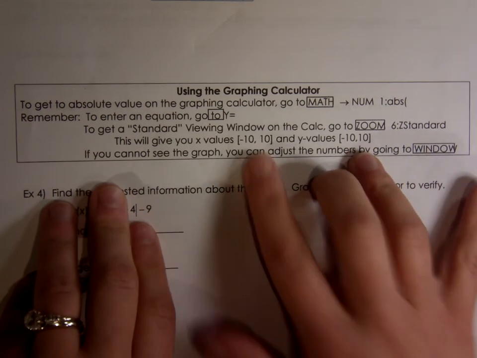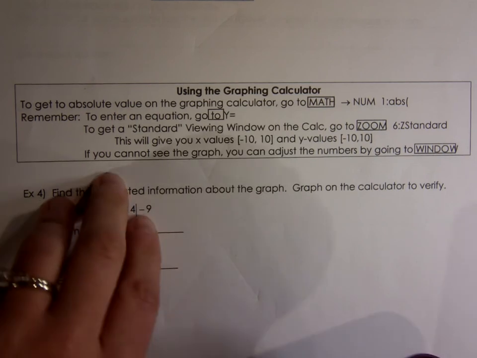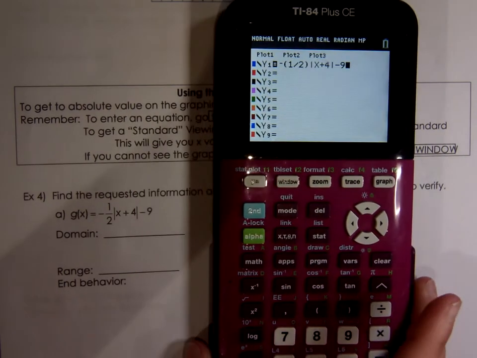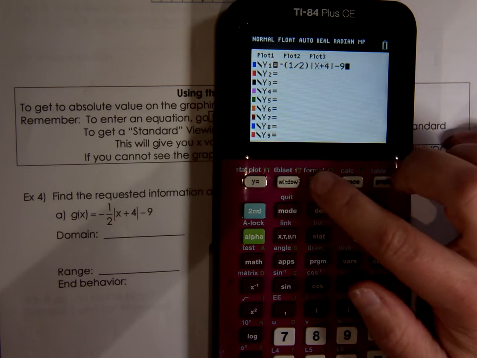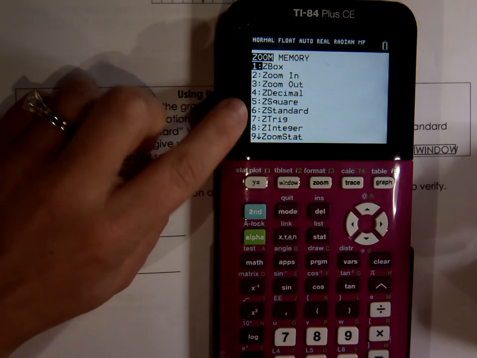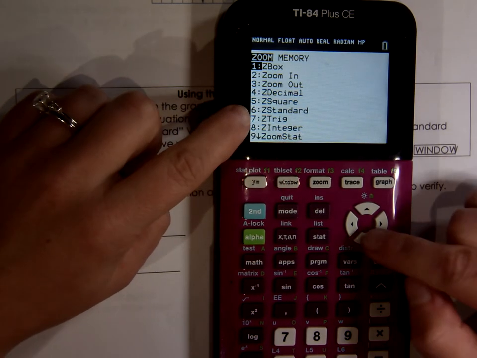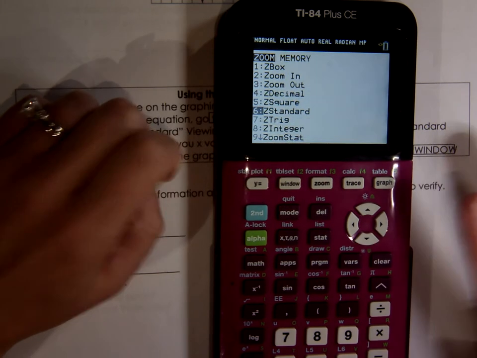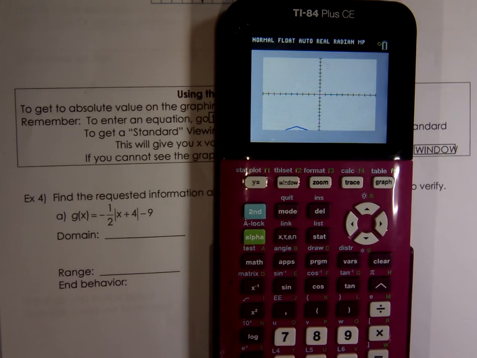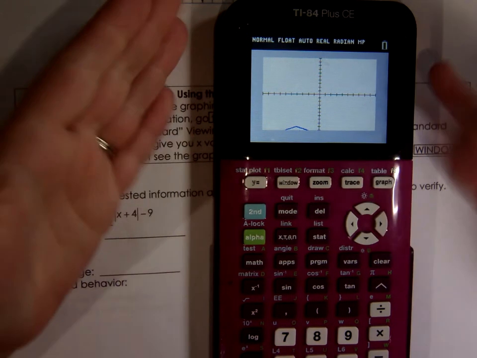And if you can't see the graph, then you might have to go back to window and adjust. So I'm going to go to Zoom, and I'm going to go down to number 6 where it says Z standard, and I'm going to press enter. Oh my, can't see very much from all the way down there. It's probably not a very good graph or very good image. We can see our absolute value, but it's probably not the best.